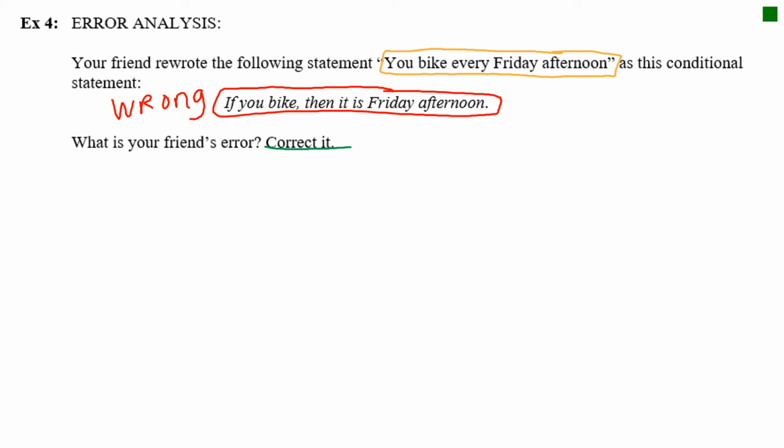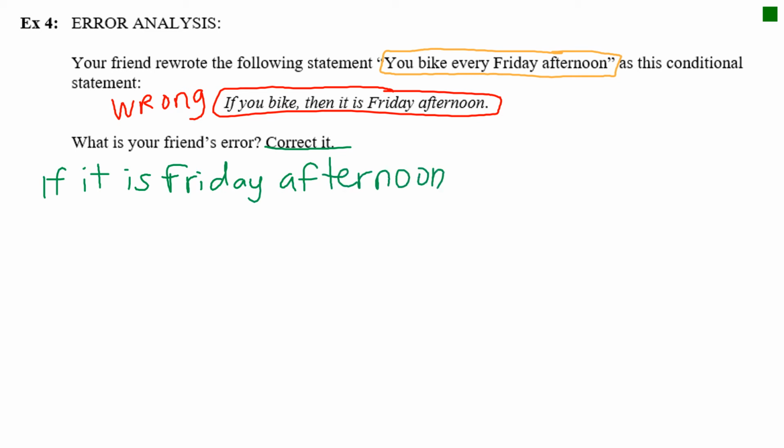We want to rewrite the yellow statement in such a way that it is true every single day. Now notice in that yellow statement, you bike every Friday afternoon. The only thing that we are sure of is that on Fridays we bike. So we'll start with, if it is Friday afternoon, then we know for sure what we're doing is biking. So if it is Friday afternoon, then you bike. This is the correct way.